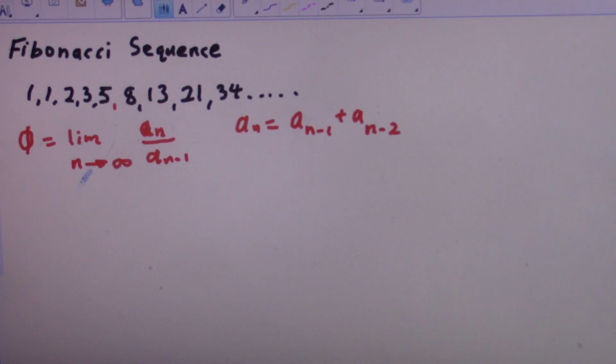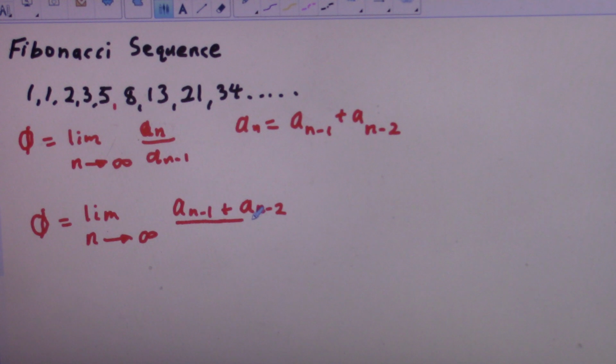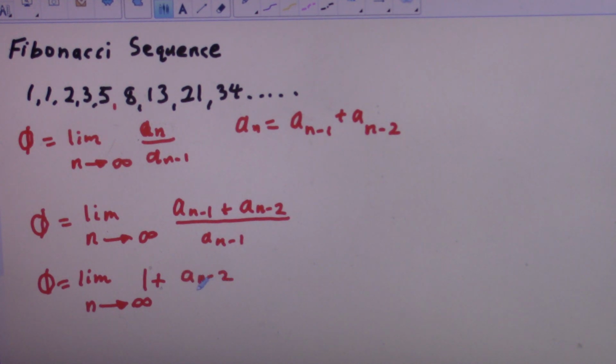Now in this first equation we're going to replace that numerator. We write the same thing here, limit as n approaches infinity of, we replace a sub n in the numerator with a sub n minus 1 plus a sub n minus 2. And our denominator we keep as is, which is going to be a sub n minus 1. Now, what we can do is take this first term, a sub n minus 1 over a sub n minus 1, and what does that simplify to? It simplifies to 1. So phi is going to be equal to the limit as n approaches infinity of 1 plus a sub n minus 2 over a sub n minus 1.